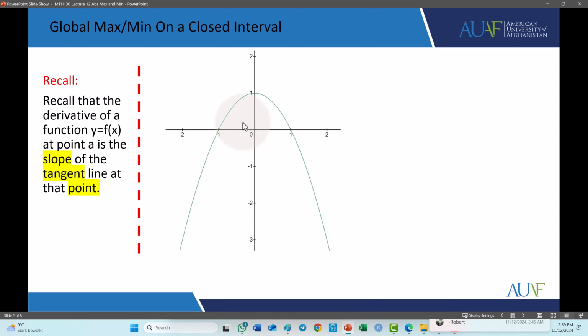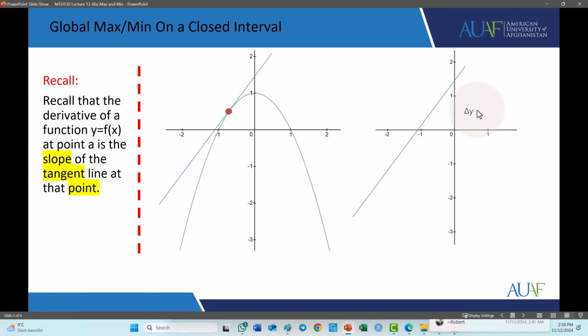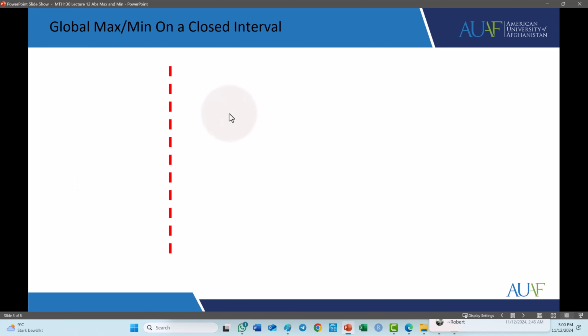If you look at the function y is equal to x squared plus 1, this quadratic function, the slope of the tangent line, this blue line at this point, is the same as the derivative of the function at this point. And recall that the slope of this function is the ratio of delta y and delta x. And if the limit of this ratio delta y over delta x, where delta x goes to 0, exists, it is the same as the derivative of the function at this particular point.